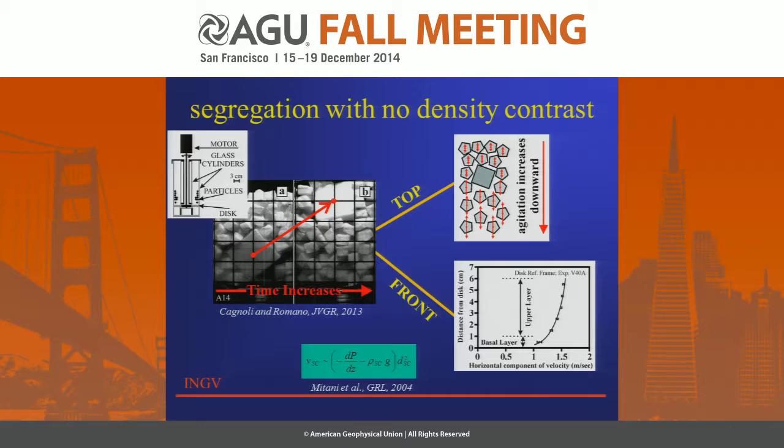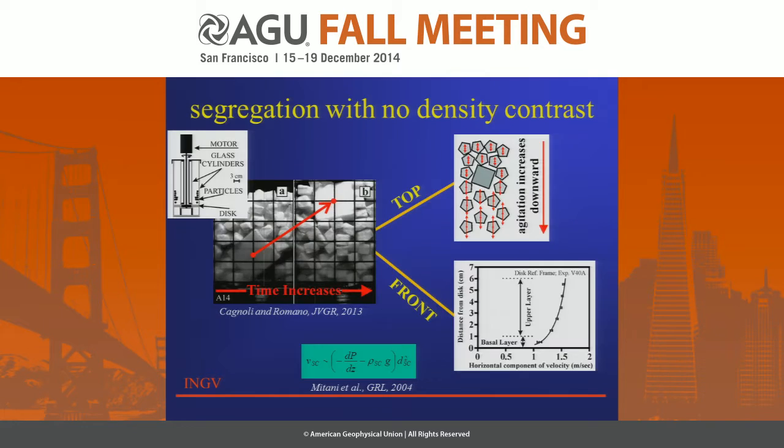And the segregation toward the front happens because the speed of the particles within the flow increases upward, so whatever reaches the top will move faster toward the front of the flow, where it will accumulate. We know there are some semi-quantitative equations which describe segregation toward the top.